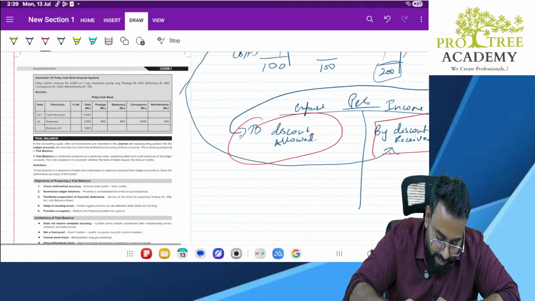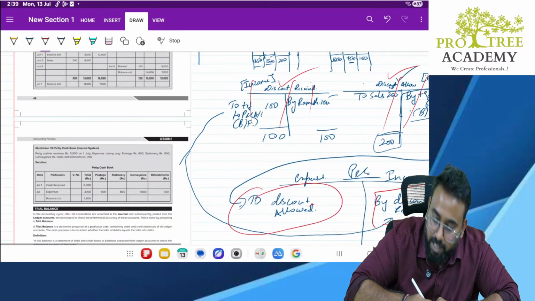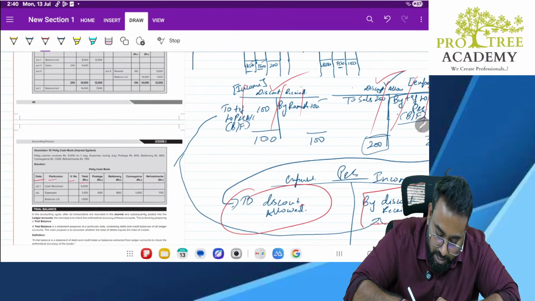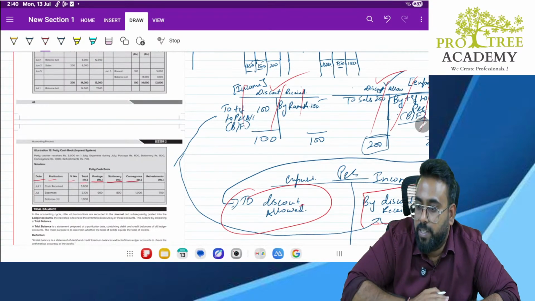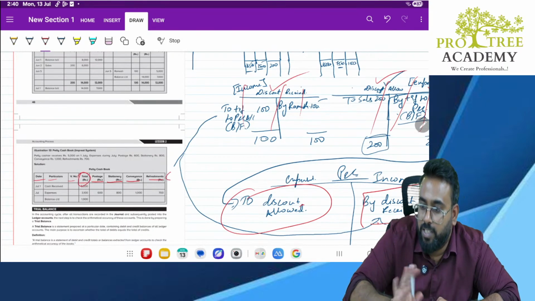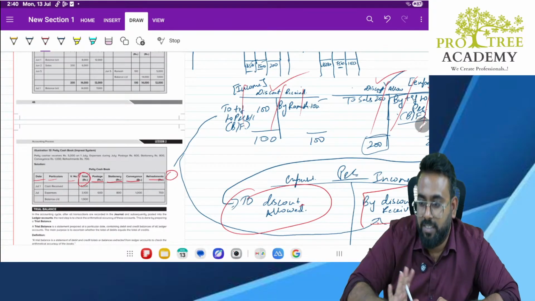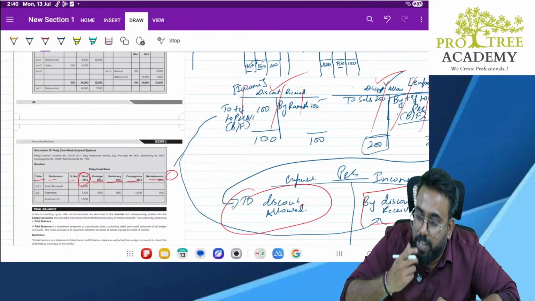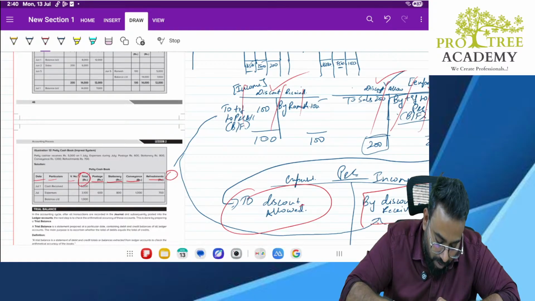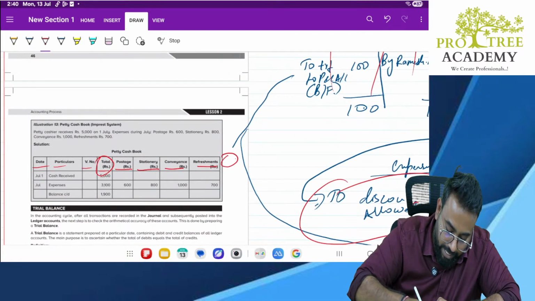You can't complicate things for him. So your petty cash will look like this: date, particulars, voucher number, total, postage, stationery, conveyance, refreshment. This total can be here also, this total can be put at the end also, there is no problem. Ultimately, he needs to prepare and he can prepare only this. Am I clear? Everybody is following? Now, see here, one more important aspect.